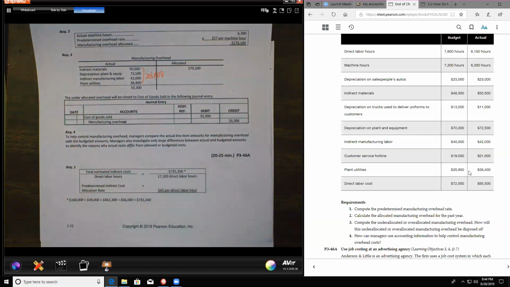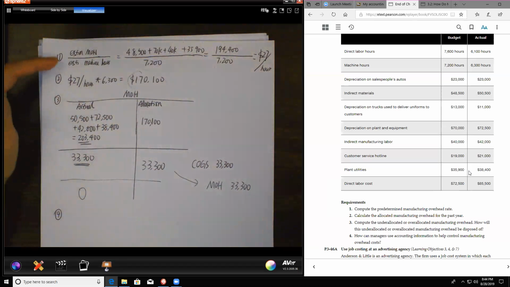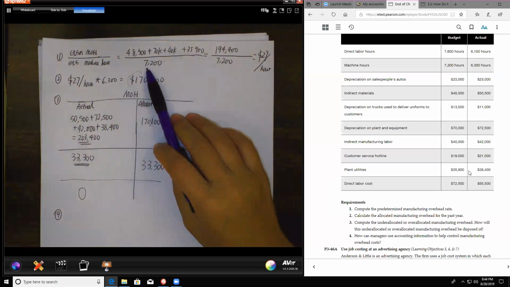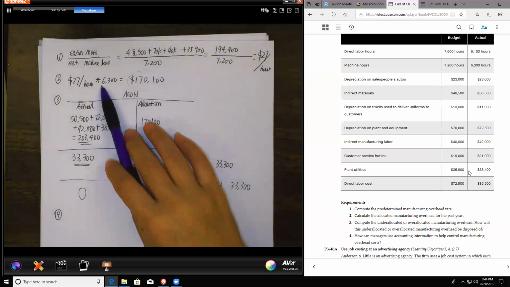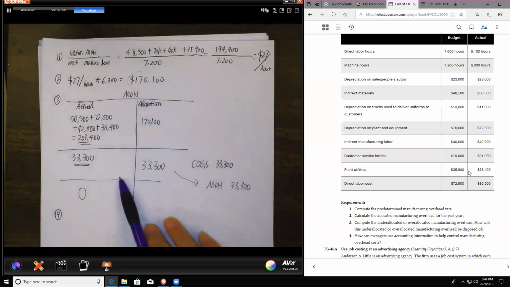Okay, so that's the whole thing for this problem. Basically, you should know how we get the predetermined manufacturing overhead rate, how we allocate our manufacturing overhead, and how we deal with under allocation or over allocation.